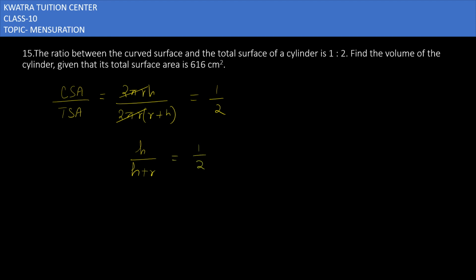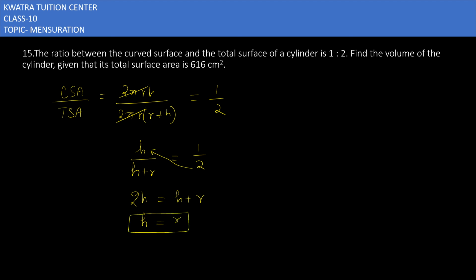Now what will you do? Try to reduce this a little. You can use cross multiplication for that. 2h is equal to h plus r on the right side. So you can take h to the left side. It will give you 2h minus h. So h is equal to r first of all.